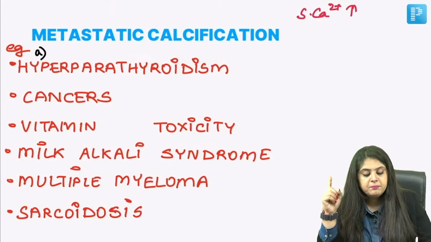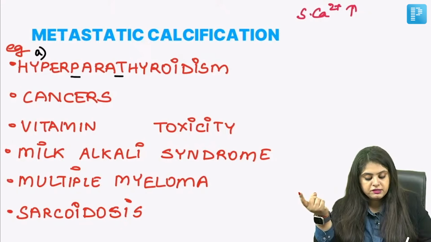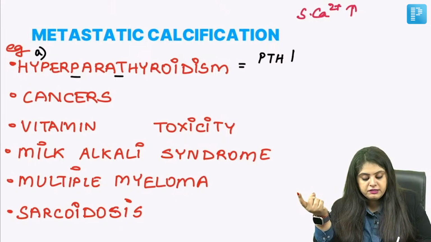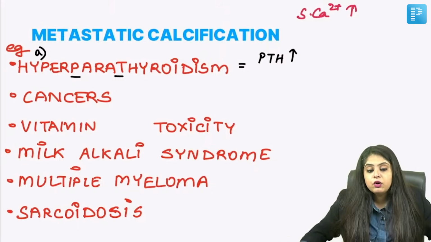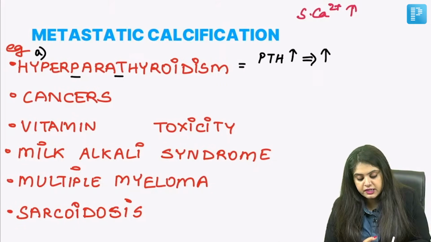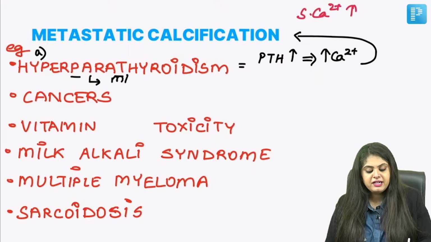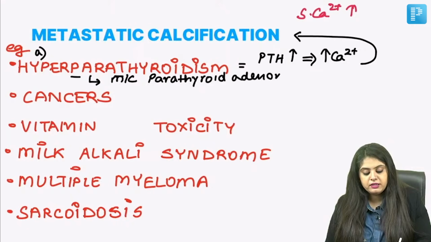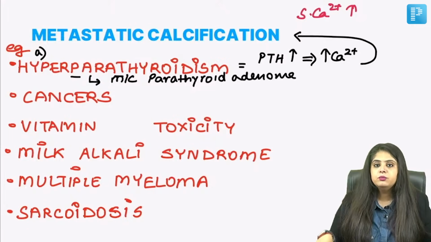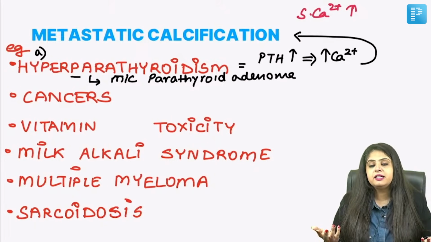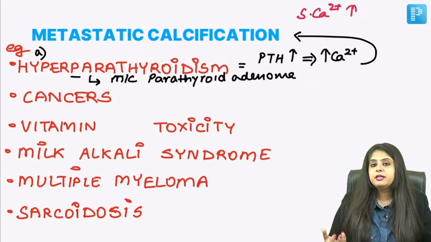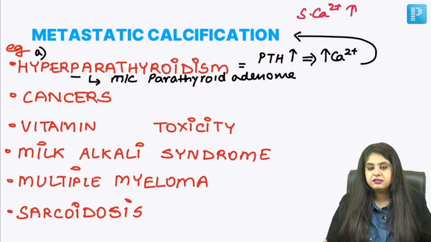Example number 1, hyperparathyroidism. What is it? Parathyroid hormone increases. Go back to your physiology. When parathyroid hormone increases, what increases? Ma'am, there is always an increase in calcium levels, which means which calcification will occur? Metastatic calcification will occur. Can you tell me from physiology why did parathyroid hormone suddenly increase? Because there is some tumor in the parathyroid gland. Parathyroid adenoma is going to occur. Adenoma means tumor. So if someone has a tumor in the parathyroid gland, the tumor will make more hormone. Tumor will make a lot of hormone. It will make a lot of parathyroid hormone, and that will go and increase the calcium levels.